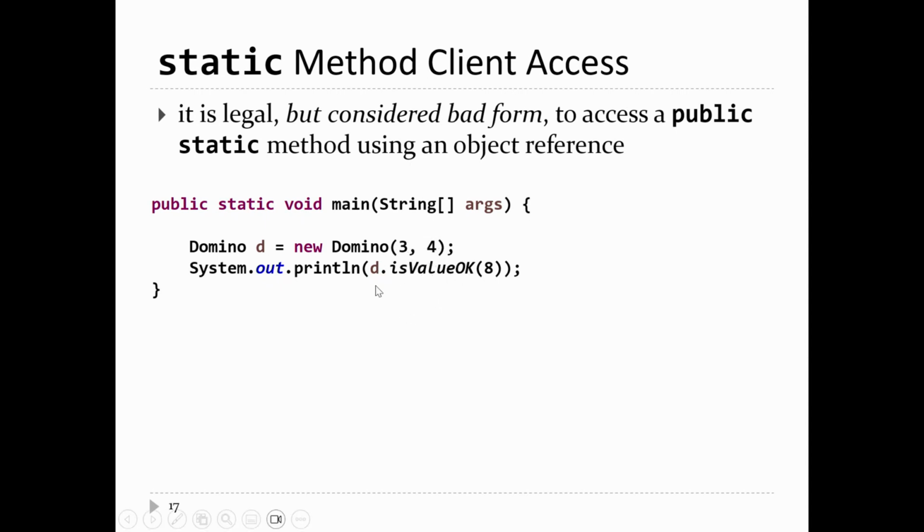So here, it's legal, but it's considered bad form to access that method using an object. If you want to call a static method, use the name of the class. Eclipse will even warn you, most of your IDEs will warn you if you try to call a static method with an object.